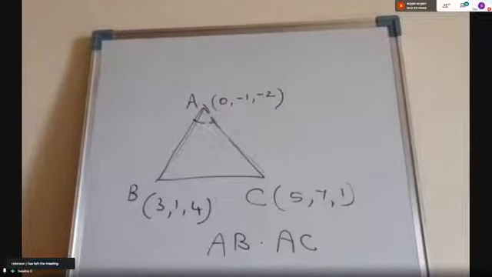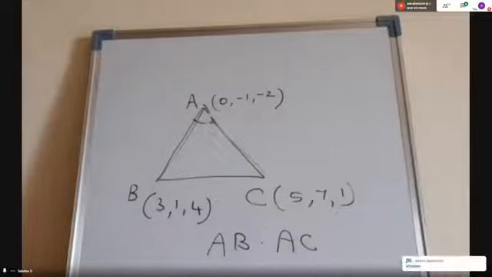5i plus 8j plus 3k. No confusion. AC vector is OC minus OA, which is 5i plus 8j plus 3k. Is it clear now?